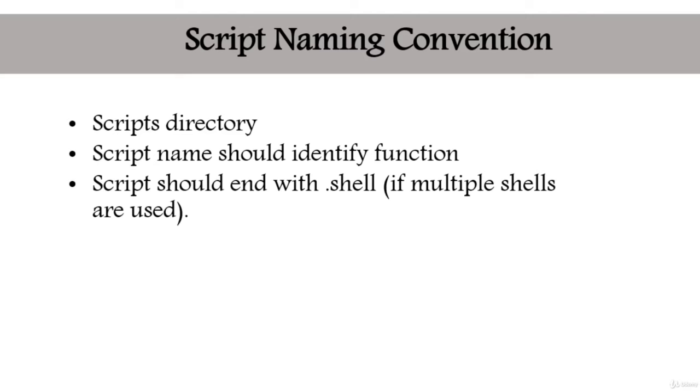Now, this rule I usually follow when I am creating multiple shell scripts. Meaning, if you are creating shell scripts in Korn shell, C shell, Perl, or Bash, then you need to have the extension at the end, which is .sh or .ksh for Korn shell. So these are the three basic standards that you should have.